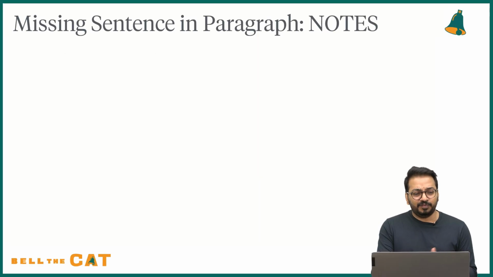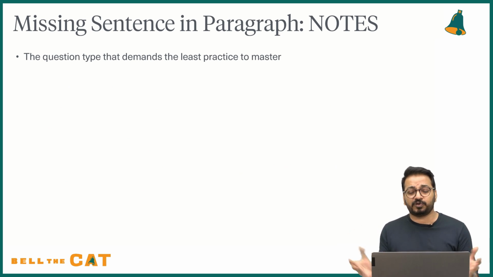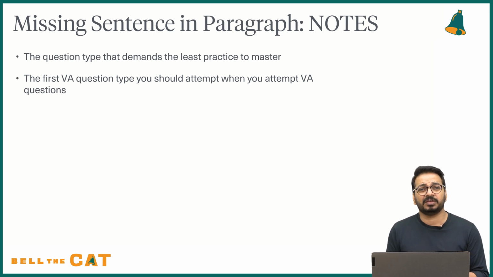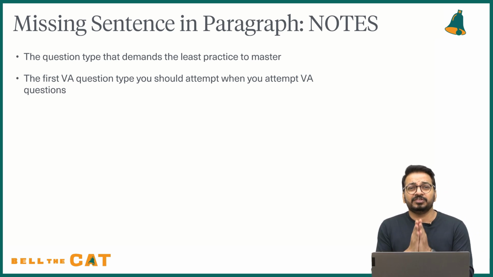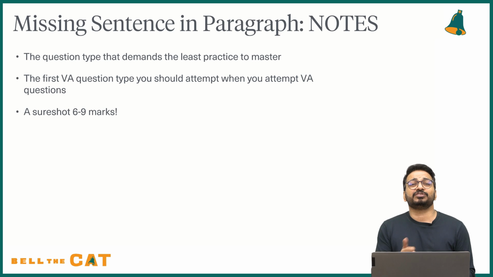Now, a few things about this. This question type demands the least practice to master. You don't need a lot of practice to figure out how this works, right? If you're attempting VA in a stretch, so people sometimes attempt first all the VA questions, then RC, or some people attempt RC first and then VA, right? Whenever you're attempting VA, this should be the first question type to attempt, because of the very short time and very high accuracy that is possible. So I would say it's a sure shot 6 to 9 marks, and the easiest question type on the CAT. So go ahead, execute the before-after method.